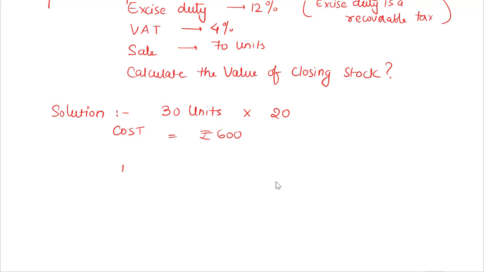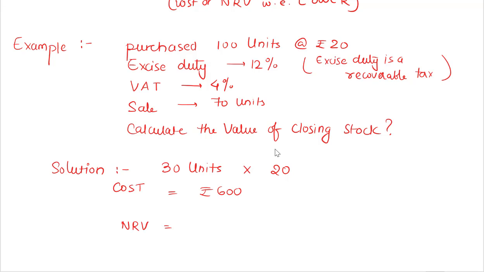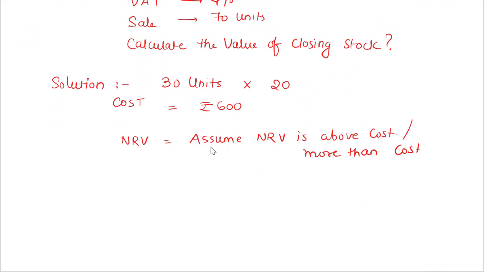What is NRV? The NRV data is not available in the question. See it carefully. The data about the net realizable value is not given in the question. Always assume over here that the NRV is above cost, or more than cost. So if net realizable value is more than cost, cost or NRV, whichever is lower, cost is the lower. So we will value the inventories.